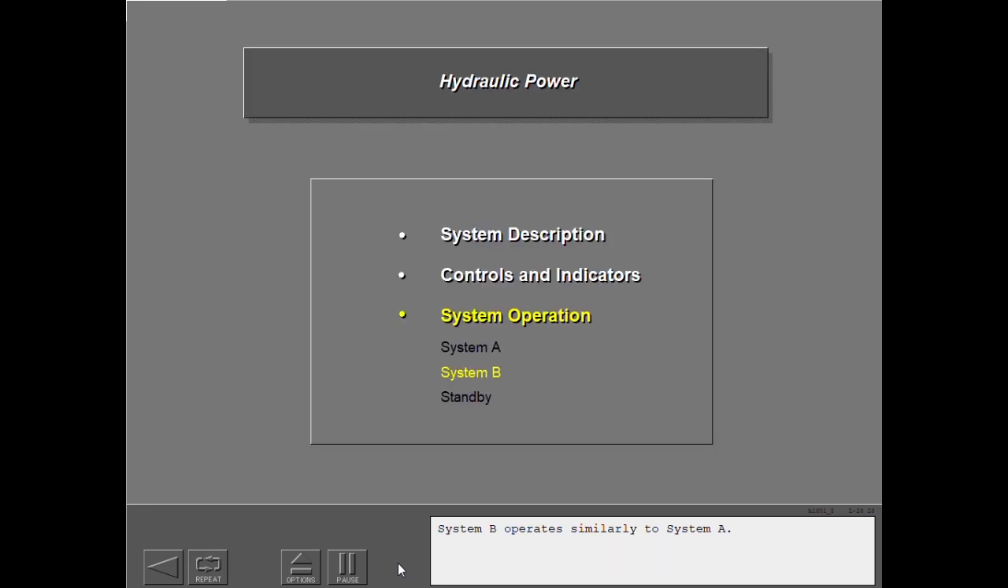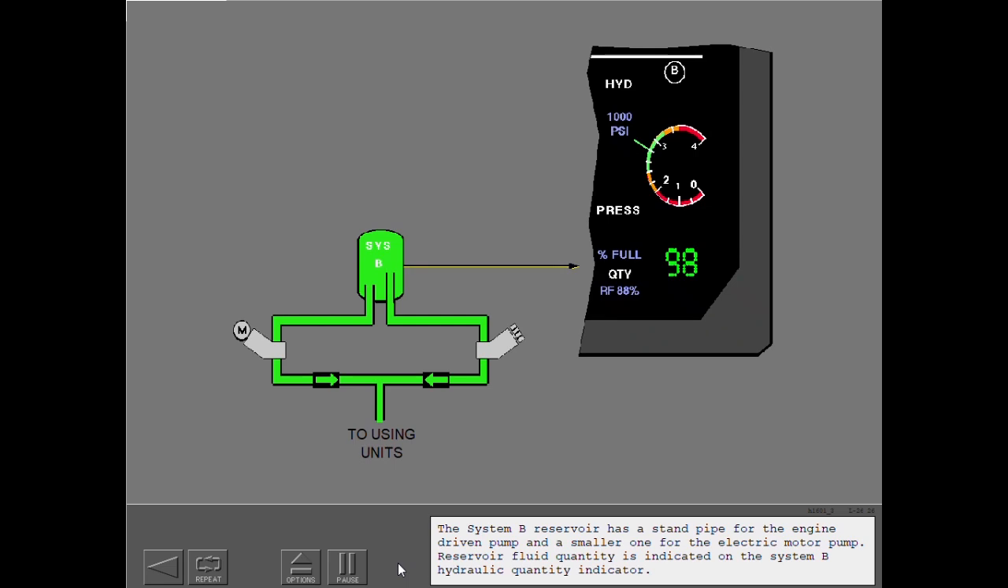System B operates similarly to System A. The System B reservoir has a standpipe for the engine-driven pump and a smaller one for the electric motor pump. Reservoir fluid quantity is indicated on the System B hydraulic quantity indicator.